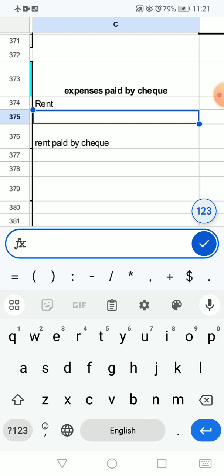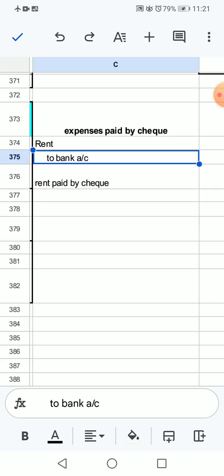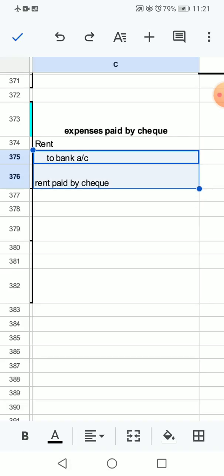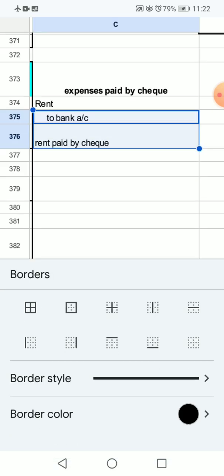Decrease in asset should be credited. That is why you will write your bank account name on the credit side. So the entry, when you paid rent by check, would be rent to bank. Okay, this portion has been completed.